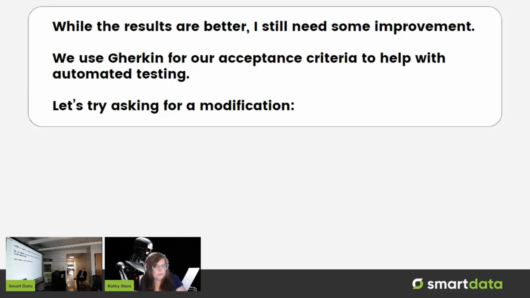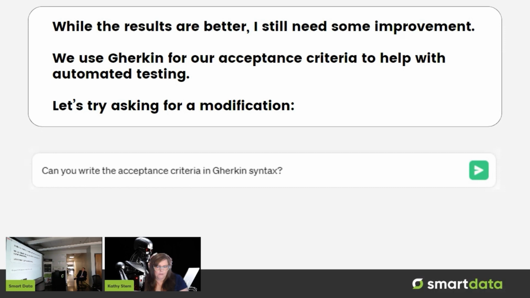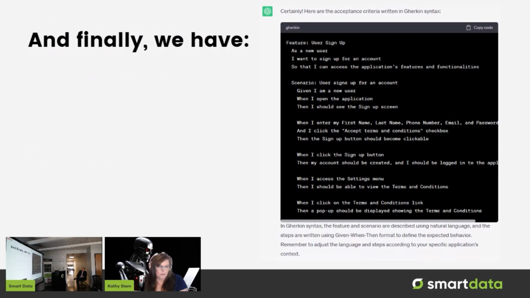So back to that acceptance criteria. I want my acceptance criteria written in Gherkin syntax. If you're not familiar with Gherkin, it's often used to help write automated tests and has a very specific format. So let's ask it: Can you write the acceptance criteria in Gherkin syntax? And boom, here we go. I know that's hard to read, but I'll try to break it down for you.